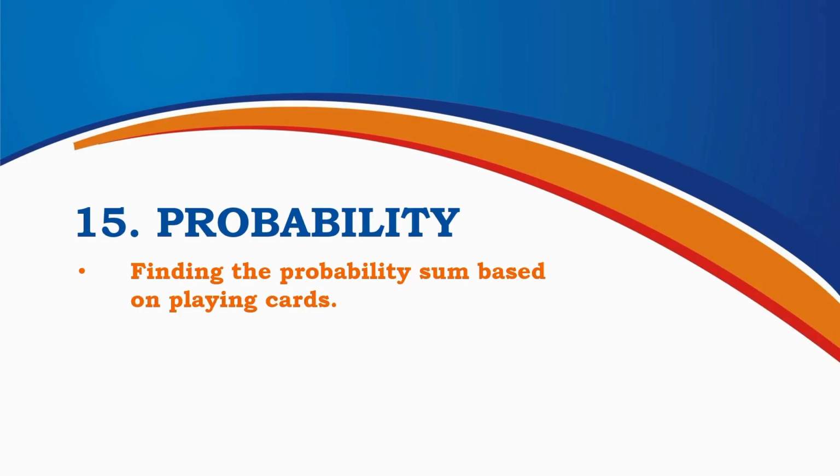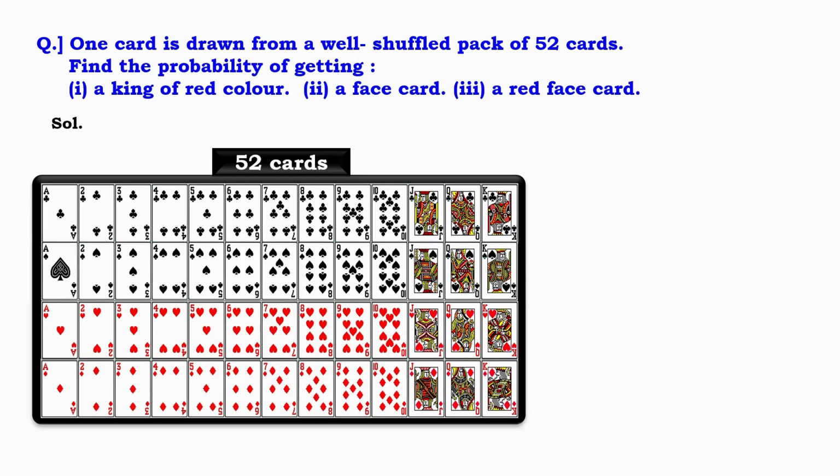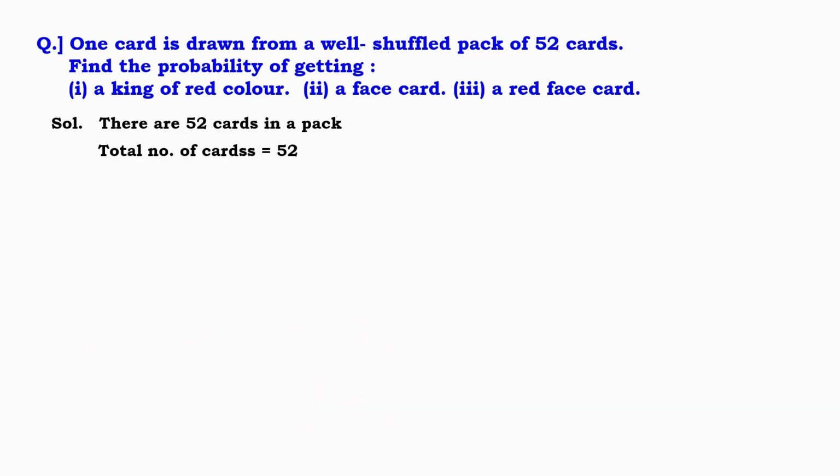Now the next topic is finding the probability sum based on again the playing cards. One card is drawn from a well shuffled pack of 52 cards. Find the probability of getting a king of red color, a face card, and a red face card. Okay. So now there are 52 cards in the pack, so the total number of cards will be equal to 52.